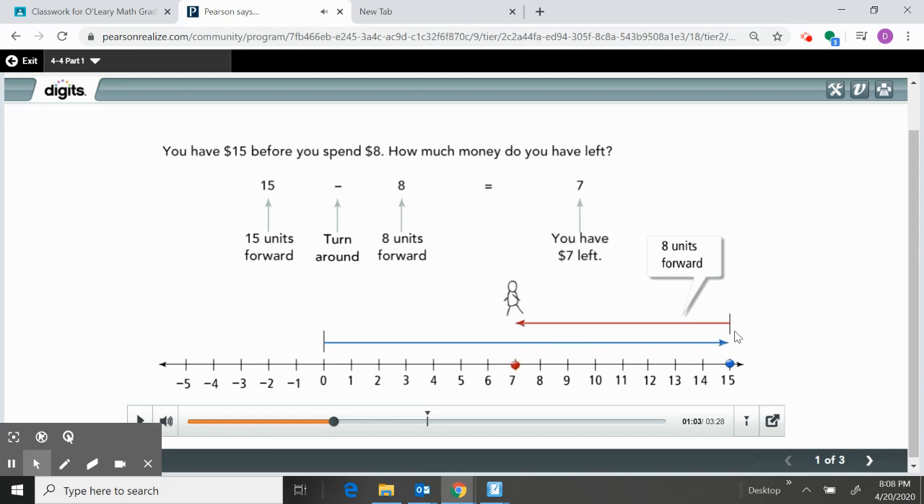To me, that's a little confusing. I would just say to go back 8, but what they're saying is you go up 15, and then to go back 8, they're saying you would turn around and move forward, but really you're moving backwards, and they do say that toward the end of this part here.